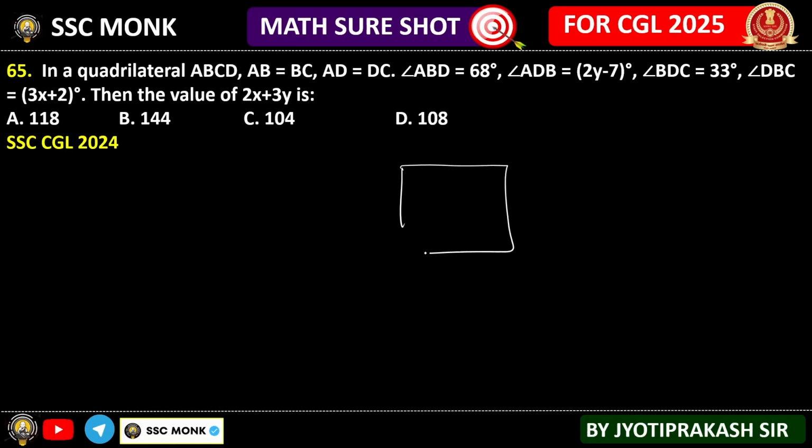Next. In a quadrilateral ABCD, AB is equal to BC, AD is equal to DC. So this is a quadrilateral ABCD. They are saying AB is equal to BC, AD is equal to DC, and the angle ABD is equal to 68 degree. Angle ADB is equal to 2y minus 7 degree. Angle BDC is equal to 33 degree. Angle DBC is equal to 3x plus 2 degree. Then the value of 2x plus 3y is equal to what?